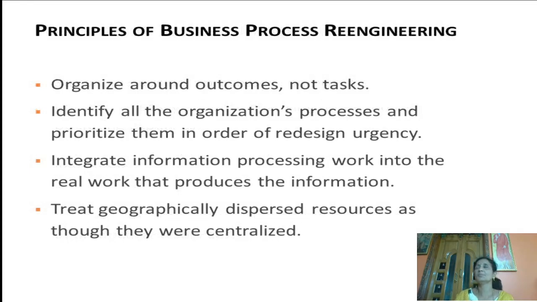And what are the principles that have to be followed for any business process re-engineering? Organize around outcomes, not tasks. So due importance should be given to the outcomes. What will be the outcome when this has been implemented? When all these activities are carried on, finally the result we expect is the outcome. So how is the outcome to be organized? Identify all the organization processes and prioritize them in order of redesign actions. So what is more important has to be taken into consideration and redesigned.